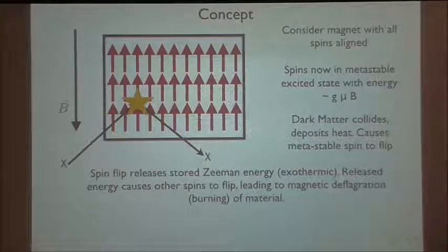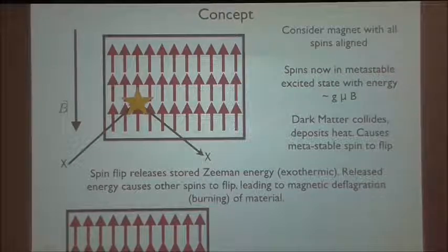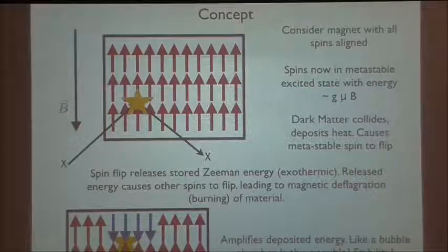As the spins flip, since these spins are in a metastable state, they will release some extra energy, and maybe that extra energy will cause more heating, which can cause nearby spins to also flip. So you might hope that in such a system you create what's called a deflagration, or a spin burning, if you will. You start with all the spins aligned like this, you apply a magnetic field in the opposite direction, the dark matter comes, it scatters, deposits some heat, that causes nearby spins to also flip, and you've now generated a spin wave in the system, where all the spins start flipping, amplifying the initial energy being deposited, much like a bubble chamber. And you can ask, is this crazy thing possible? Does something like this even exist? And how stable is such a concept?